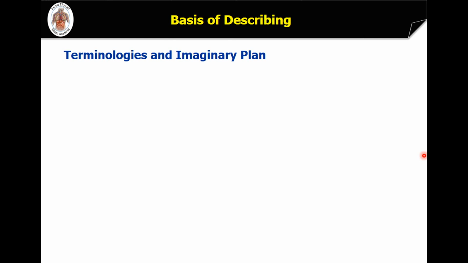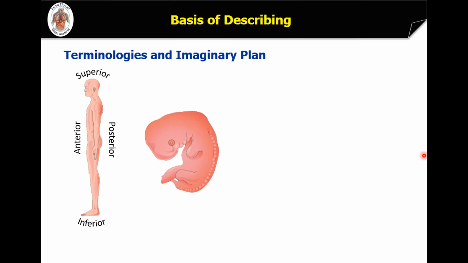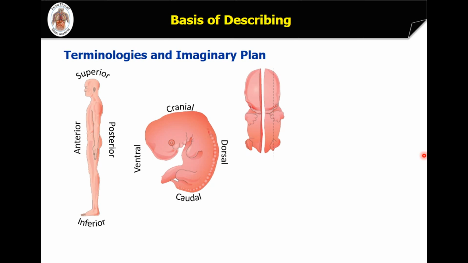During the description of embryological development, we'll use some terminologies that I want to explain first. For the human body, we use four terminologies: anterior, superior, posterior, and inferior. For the developing baby, we use different terminologies. Anterior is called ventral, superior is cranial, posterior is dorsal, and inferior is caudal.